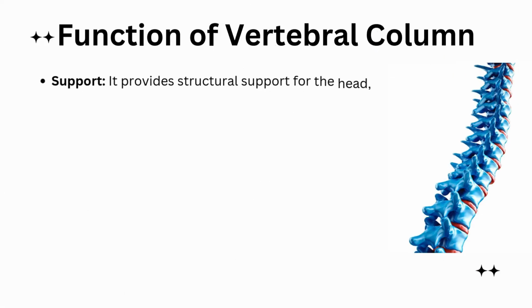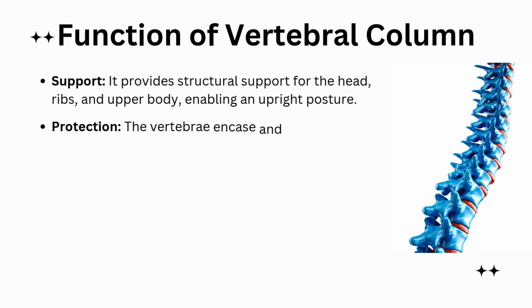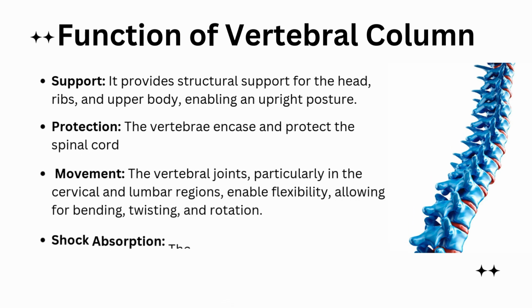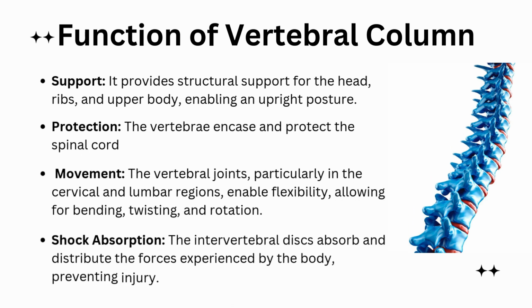The vertebral column provides structural support for the head, ribs, and upper body, enabling an upright posture. It protects the spinal cord and allows flexibility for bending, twisting, and rotation, especially in the cervical and lumbar regions. The intervertebral discs absorb shock and they distribute the forces to prevent injury and maintain mobility. So these are some of the important functions which the vertebral column performs.